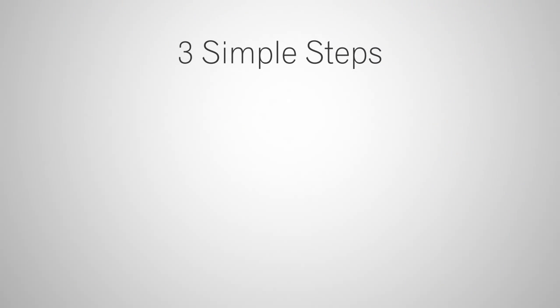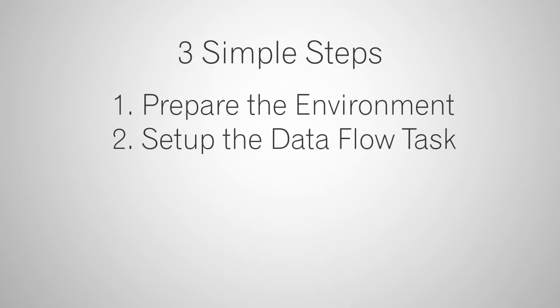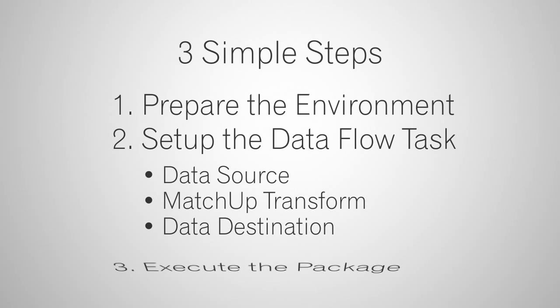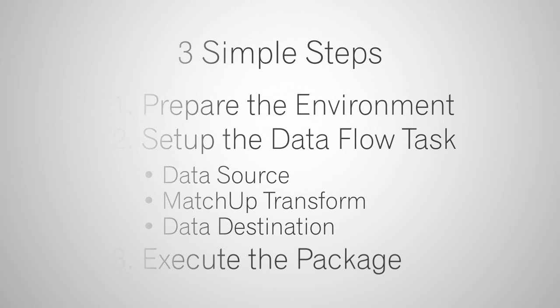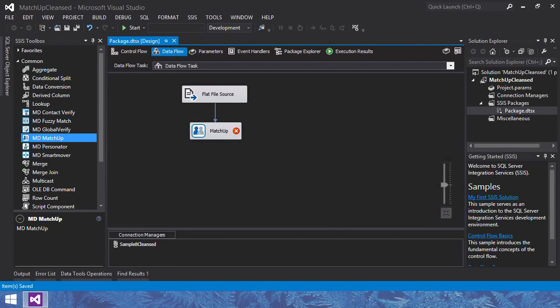There are 3 simple steps to this. Step 1, prepare the environment. Step 2, set up the data flow task, which involves the data source, the MD matchup component, and a data destination. And Step 3, execute the package. Step 1, prepare the environment. I've already done this, so all you need to do is set up your input file and connect it to Matchup. The Melissa Data components are located here under the Common section in the toolbox.